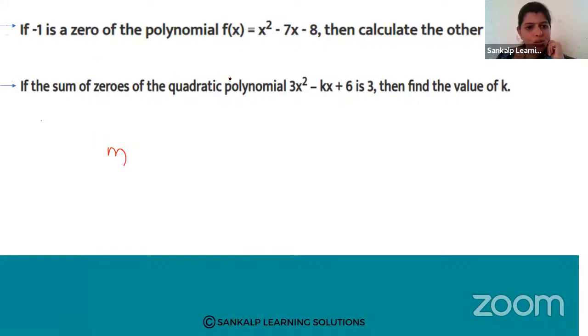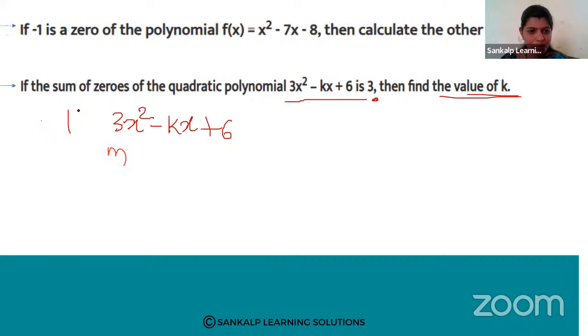Next. The sum of zeros of the quadratic polynomial 3x square minus kx plus 6 is 3. Then find the value of k. This is an interesting question. See, the sum of zeros of the polynomial 3x square minus kx plus 6. This is our polynomial and the sum of the zeros, alpha plus beta, is 3. Then find out the value of k. How are we going to find out the value of k? Already they have given alpha plus beta is equal to 3.